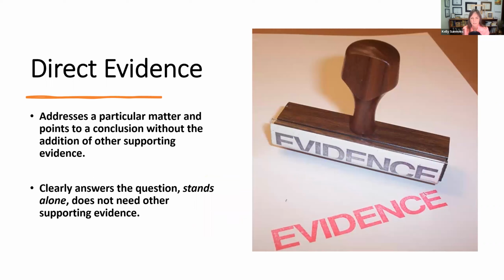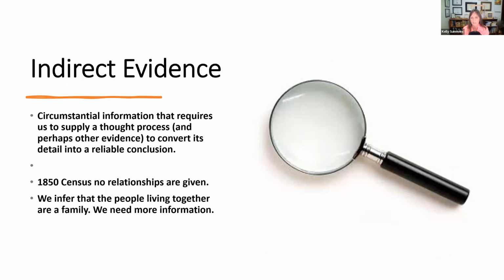Direct evidence would specifically answer our question. For example, if our question is, when and where was this person born? And maybe even what was their accurate name? A birth certificate could clearly answer that and directly tells us the name of the child, the date of the birth, and the place of the birth. Now, it stands alone, and we don't have to do anything to the information. However, indirect evidence does not clearly give us the answer.